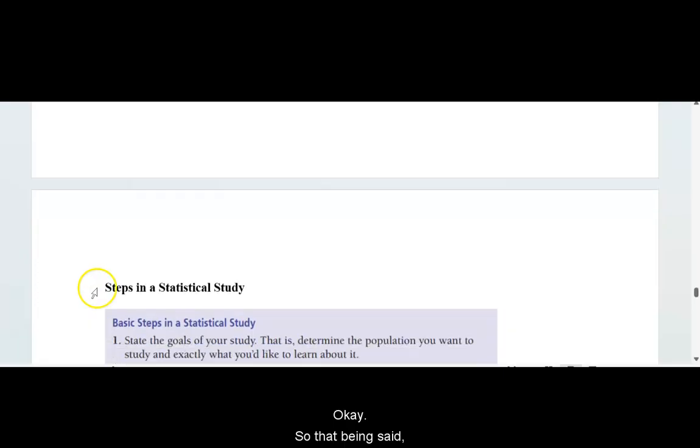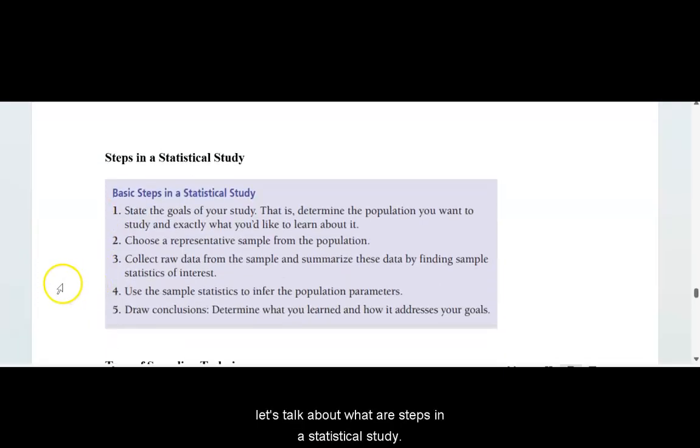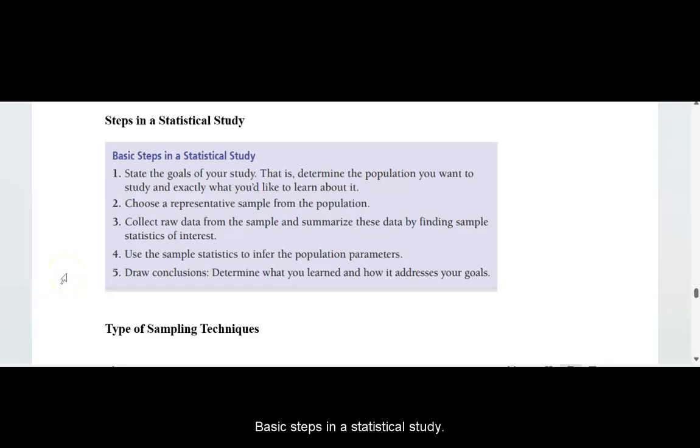Okay, so that being said, let's talk about what are steps in a statistical study. Basic steps in a statistical study. 1, this is important, state your goal of the study. This is going to help you then create your next steps. What is your goal? And then that means you're also going to determine the population you want to study and exactly what you'd like to learn about it.